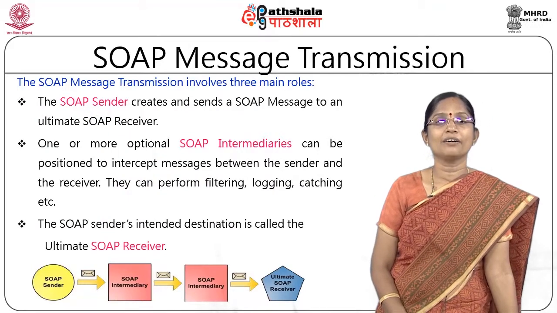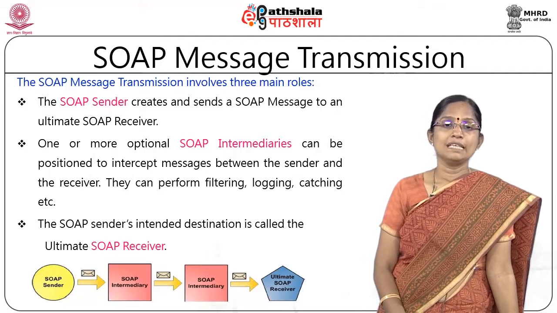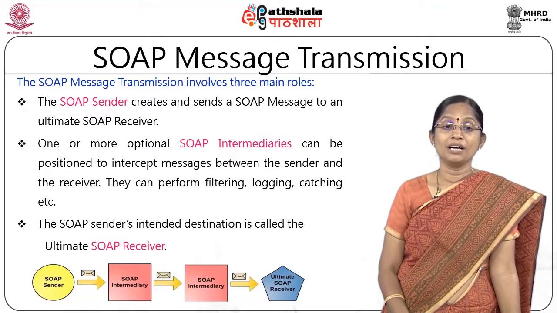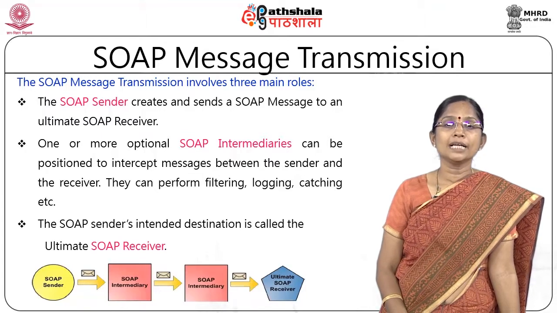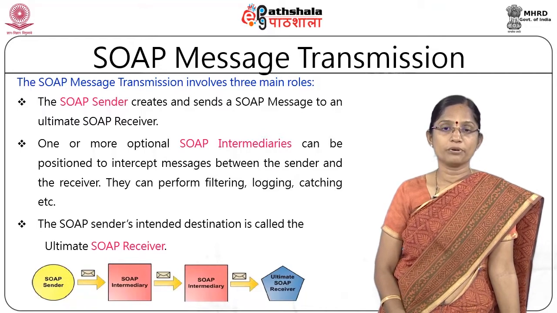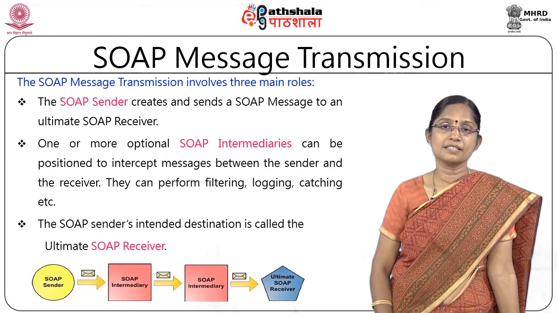The SOAP sender creates and sends a SOAP message to an ultimate SOAP receiver. You can see one sender there, and one receiver there. Apart from the SOAP sender and receiver, one or more optional SOAP intermediaries can be positioned. These intermediaries can intercept the messages transmitted between the sender and the receiver. Sometimes they may perform filtering, logging, caching, etc. The SOAP sender's intended destination is the SOAP receiver, but between these two there is a possibility that some SOAP intermediaries can occur.